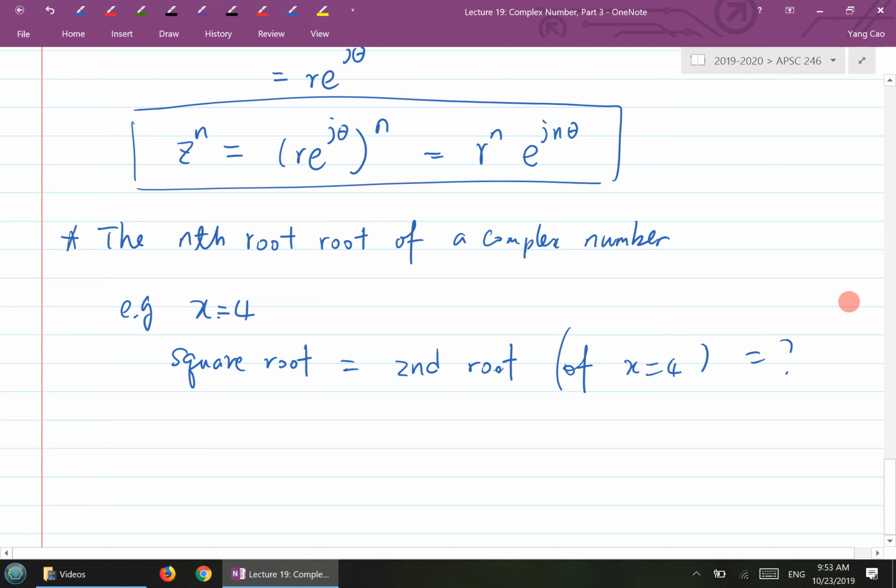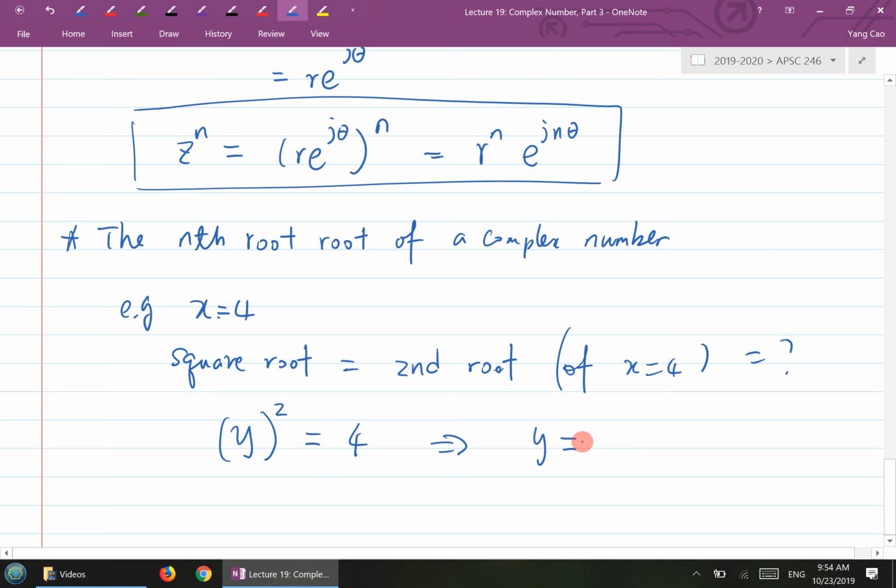Is that good? Yeah. So it's like this. Basically, you're looking for a value, a y, whose square will equal 4, right? So if this is y here, that's the second root or square root. You're looking for the answers to y such that its square is 4.